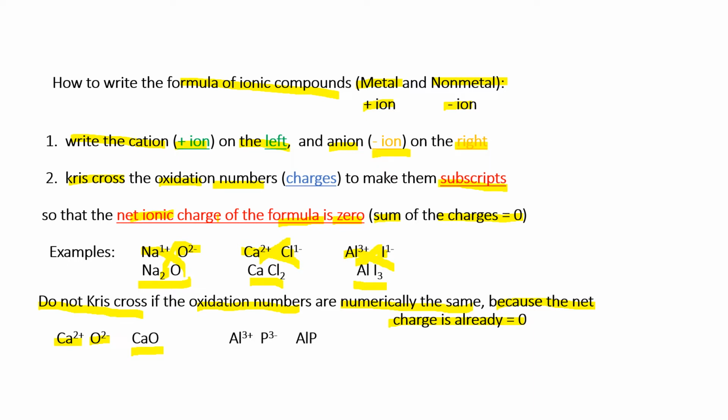Like this one, aluminum is 3 positive and phosphide is 3 negative, equals 0. Therefore, AlP is the formula. So do not forget, again, if the oxidation numbers are numerically the same, do not crisscross.